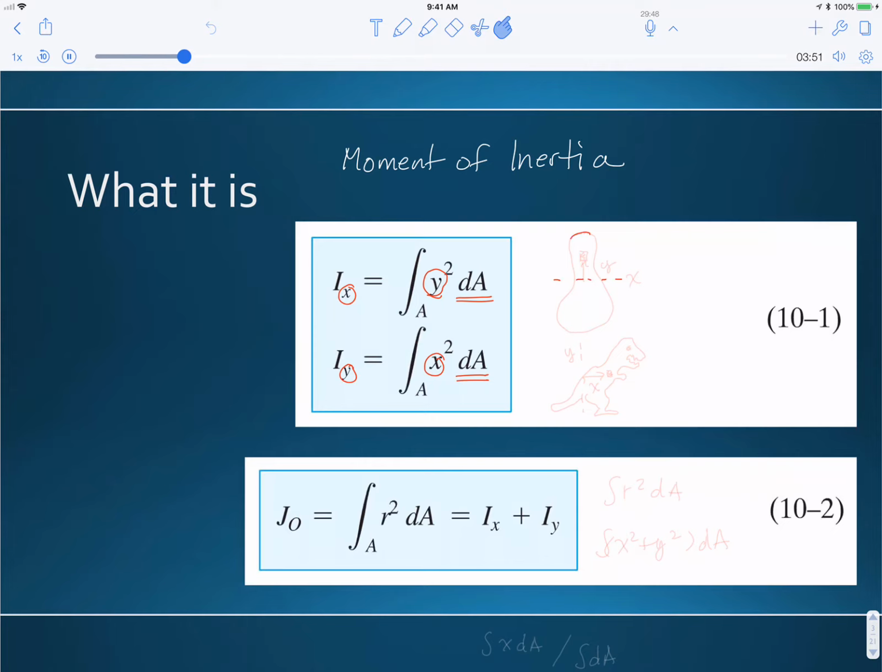It seems a bit backwards until you realize that the y distance, let me just draw a potato here. The y distance of a piece of area, okay, the y distance is the distance from the x-axis, right? You measure y from the x-axis. So you can think of I about the x-axis is integral y squared dA.